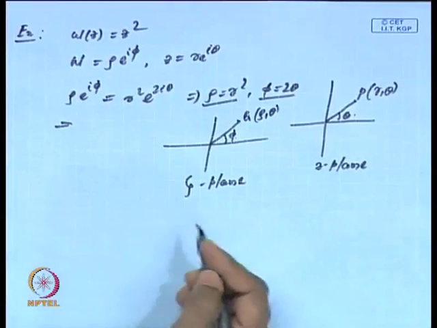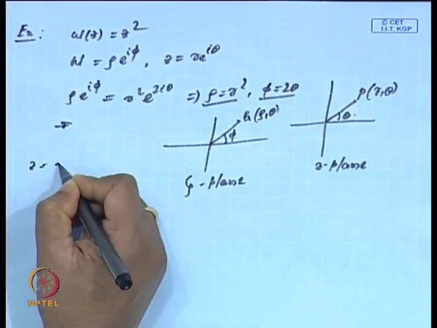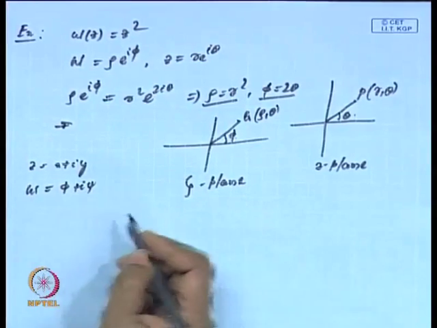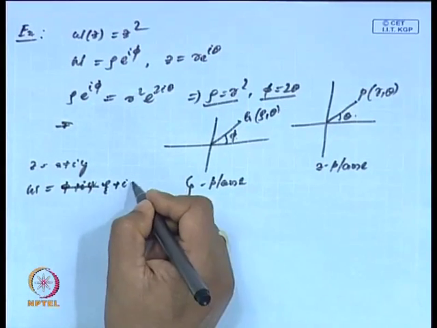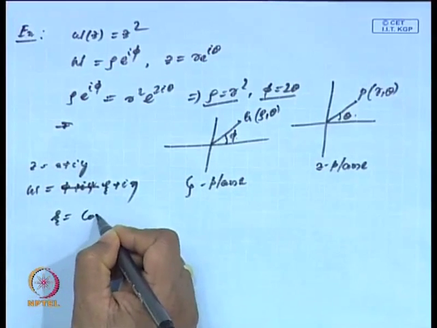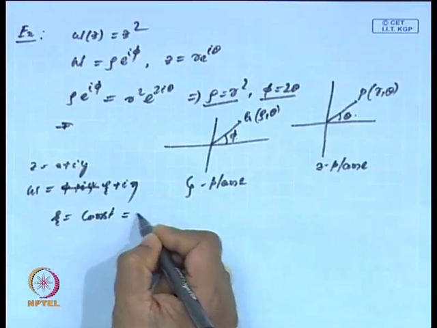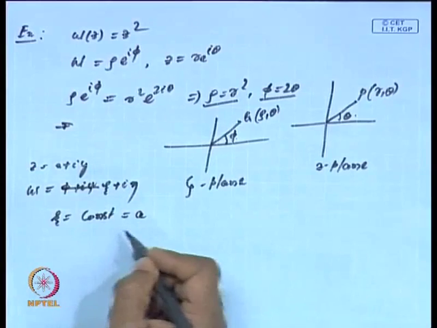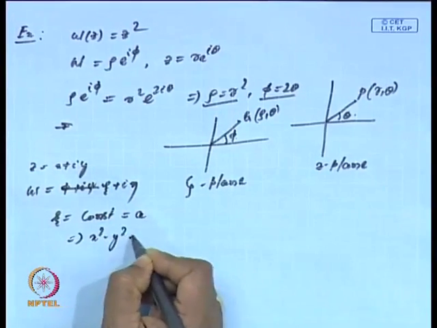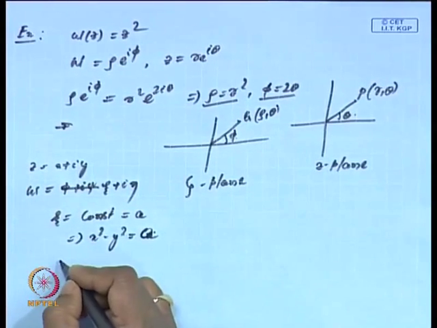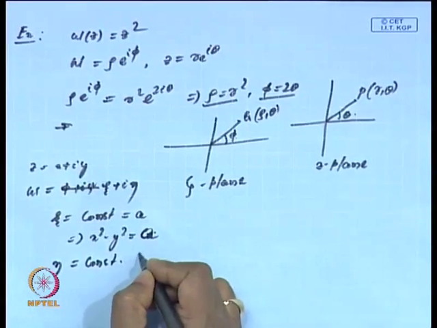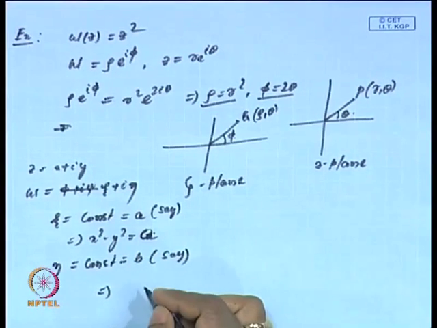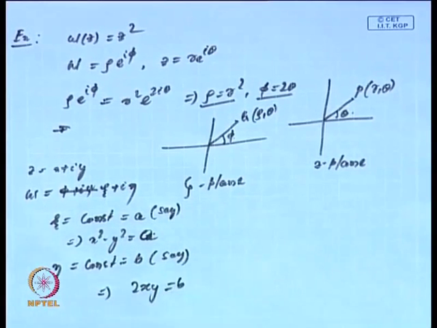Now, if I put the same thing in Cartesian coordinates, my z will be x plus i y, and w is equal to phi plus i psi, or even if I call it xi plus i eta, then we already know that if xi is equal to a constant, equal to a, then my xi is equal to the constant a, which implies x square minus y square is equal to a. Further, if I say my eta is equal to a constant, which I say is b, then I will get 2xy is equal to b.